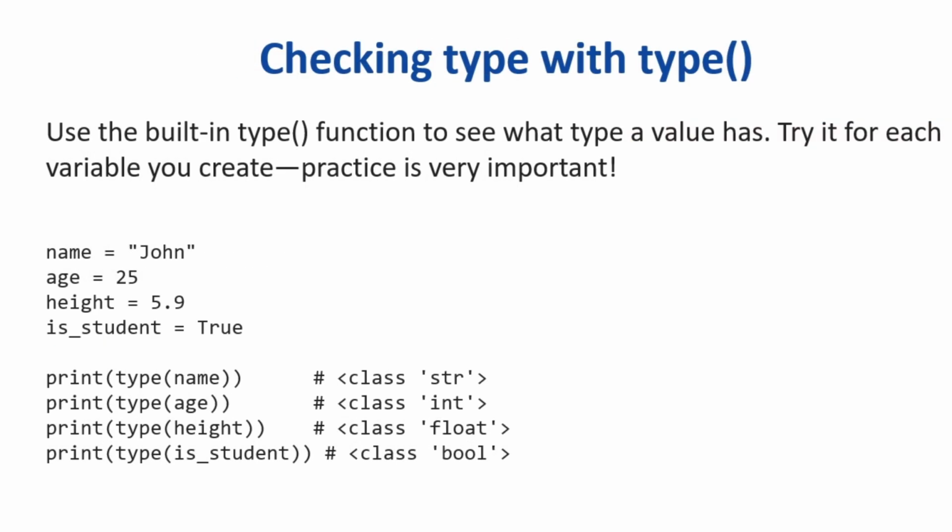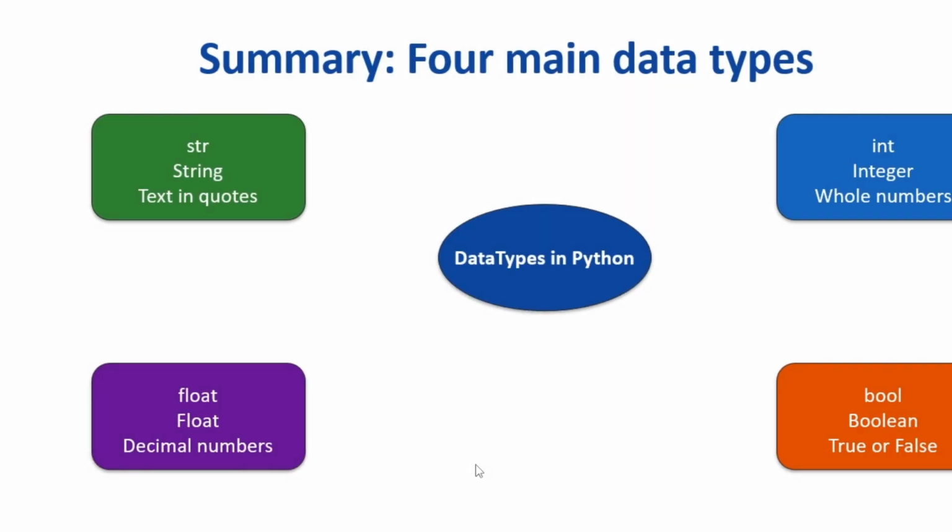And as we have seen, we can check the data type by using the type function. So simply use the built-in type function here and check the type of your variable. So print type of name, type of age, height, is student, and so on. You will get the outputs as str, int, float, bool, and so on. So that's it. Today we have seen the four main data types: str, string; int, integer; float; and bool, Boolean. So these are the four important data types in Python.